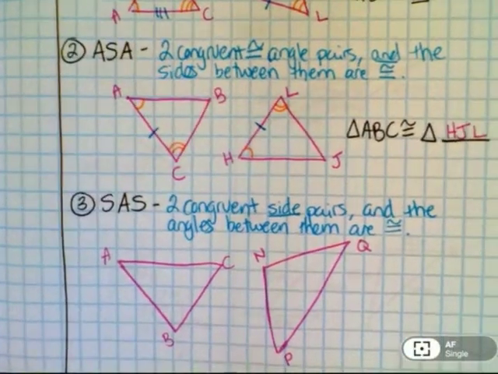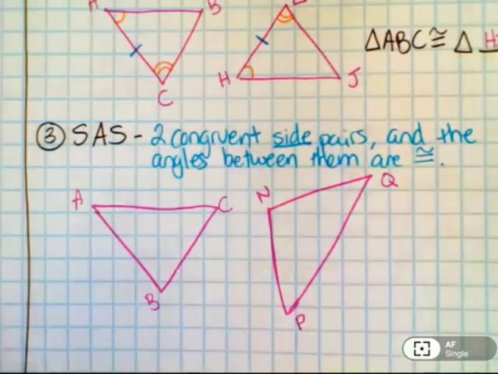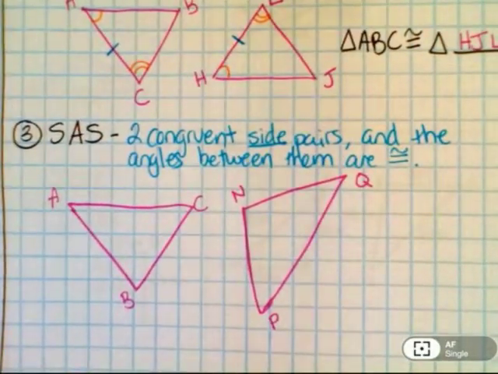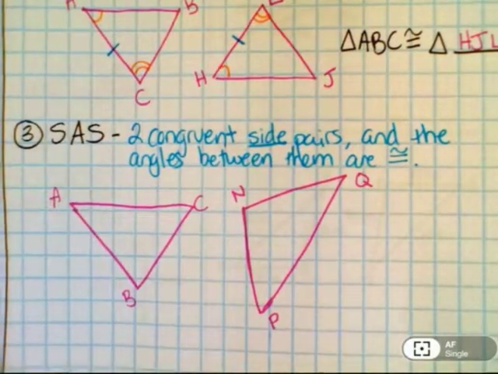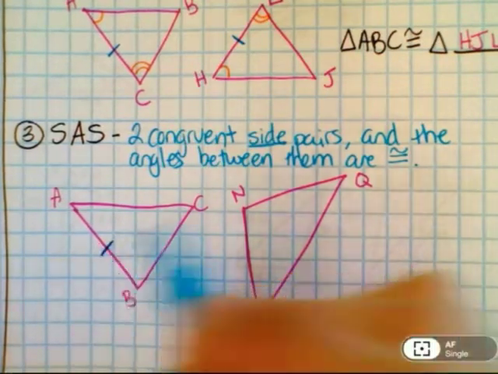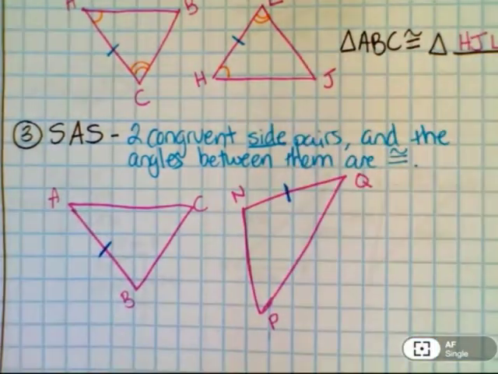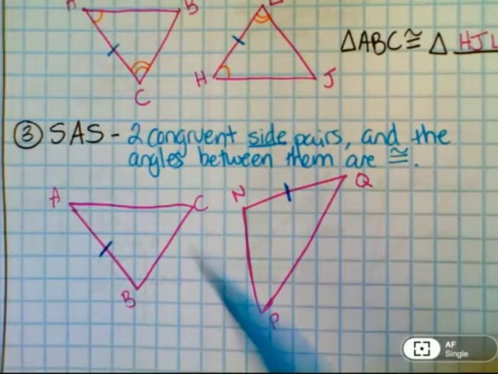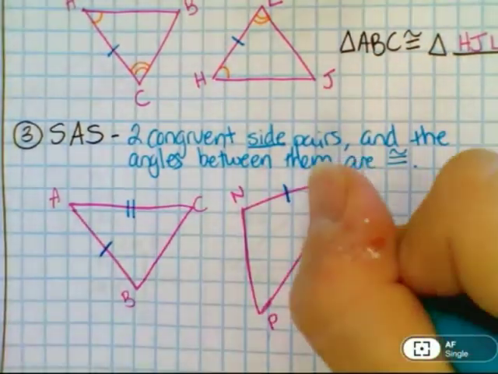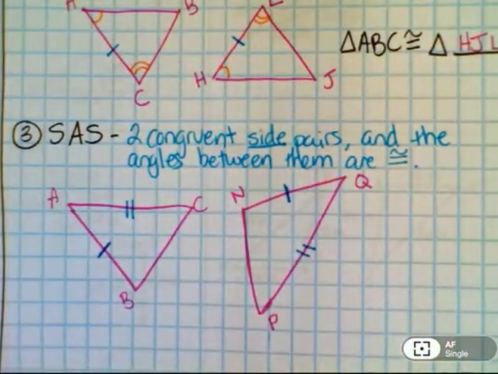And so I'm going to mark this up so that they're congruent by side angle side, and that means I need 2 congruent side pairs. So let's start there and mark some congruent side pairs. So let's say that AB is congruent to NQ, and let's say that AC is congruent to PQ.